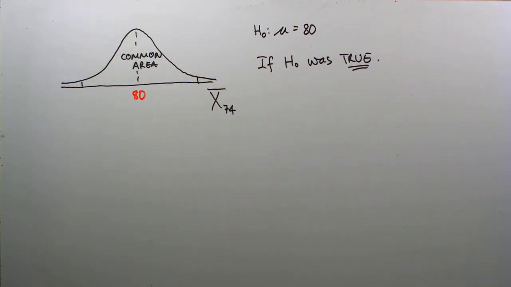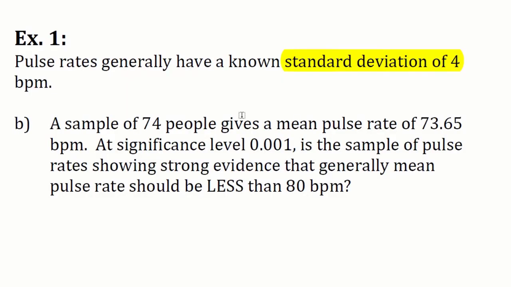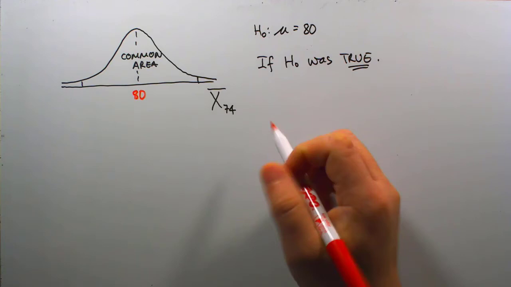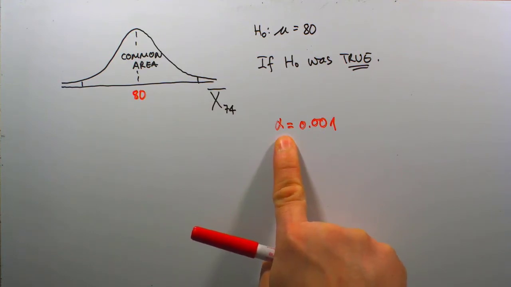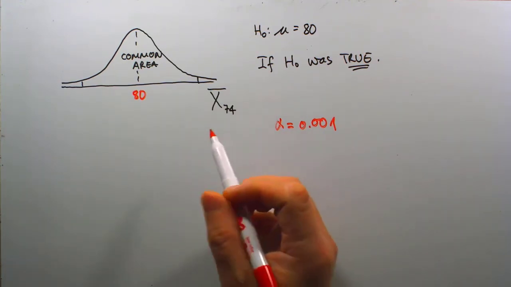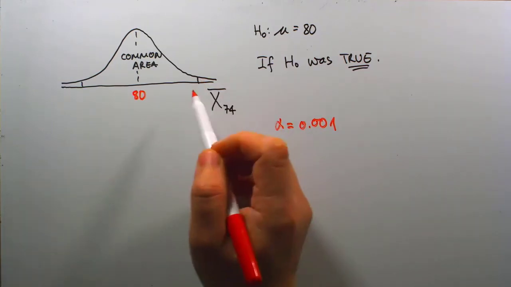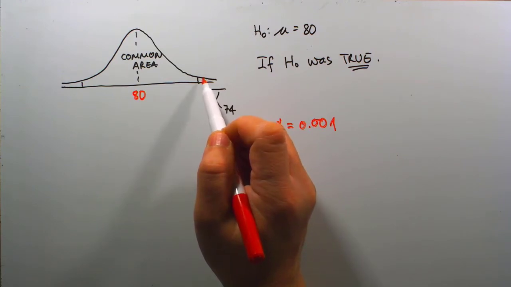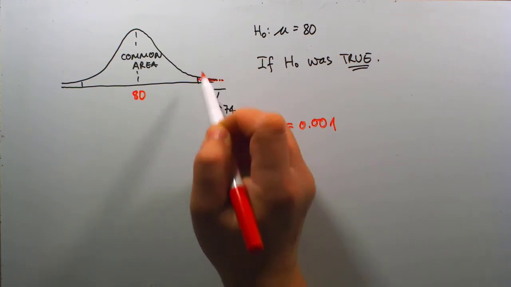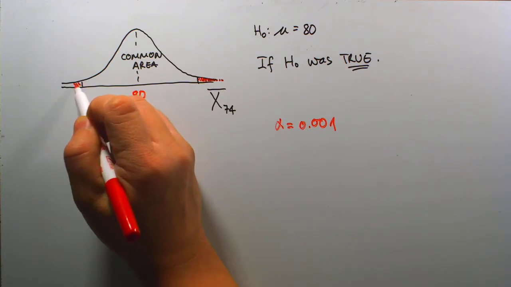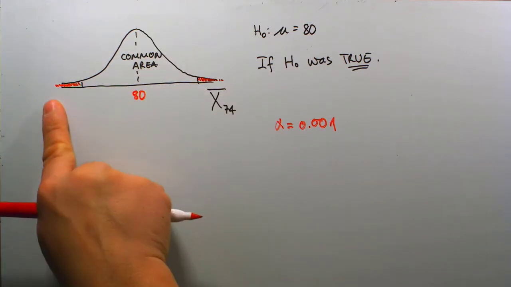And so now, back on the wording of our problem on the computer screen here, this problem gives us a significance level of 0.001. So the wording here says at significance level 0.001. Symbolically, alpha is equal to 0.001. That's the symbol for the significance level. But that means, according to what I explained in the earlier video with example 1 part A, that the significance level is how big this red area is to the right-hand side of the common area, and also how big that red area is to the left-hand side of the common area.